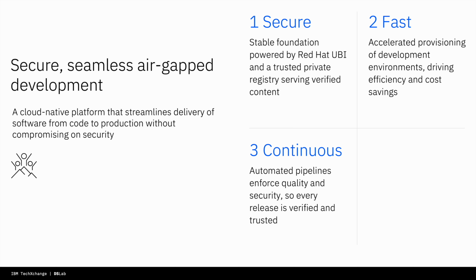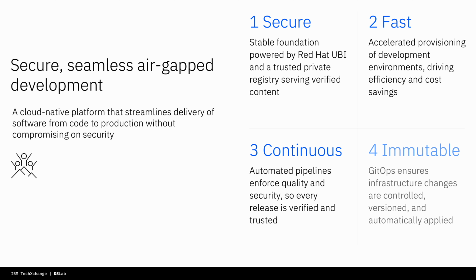It also delivers continuous assurance. Automated pipelines enforce testing, building, and scanning. So by the time we're ready to release, the software is already proven. And finally, it delivers confidence. Because the cluster is managed by GitOps, every deployment is consistent, automatic, and free from human error.